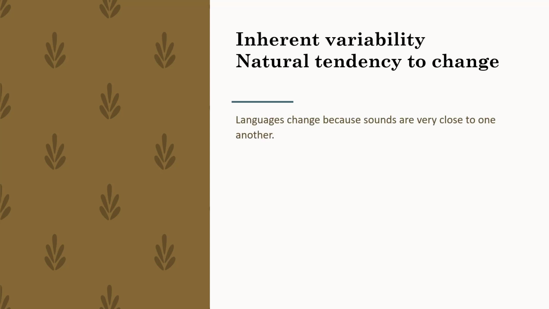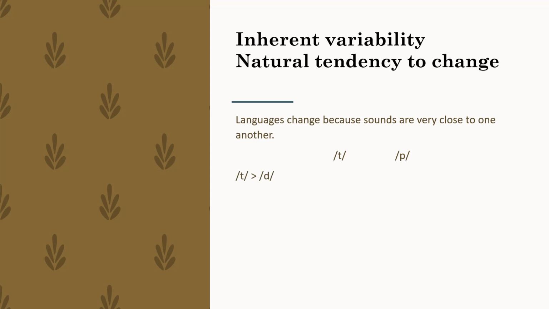And why is that? It's because many sounds are very close to one another, and it's very easy to move from one sound to another. For example, think of T and P. Pronounce those sounds. Can you think of two sounds that are very similar to those two? A sound that's very similar to T and a sound that is very similar to P? And this little bar means that we're talking about the sound, not the letter.